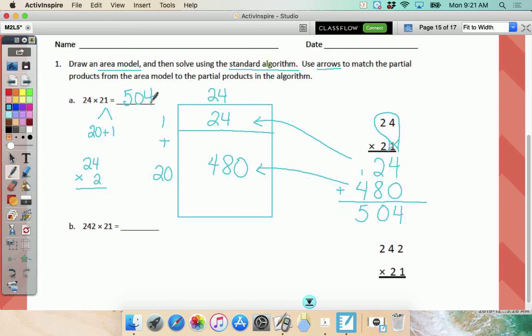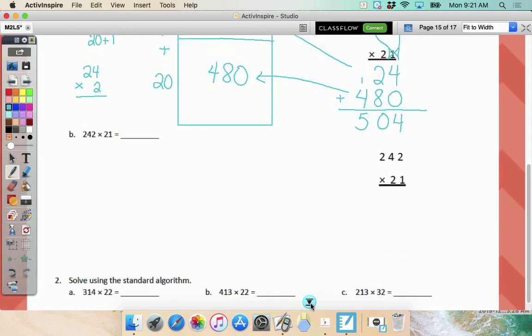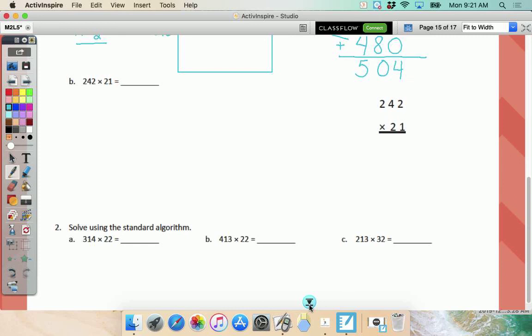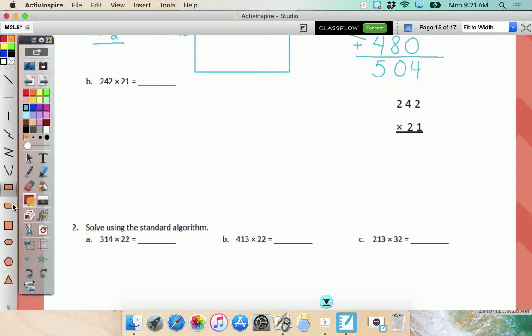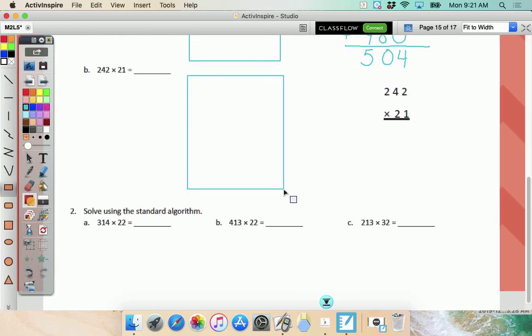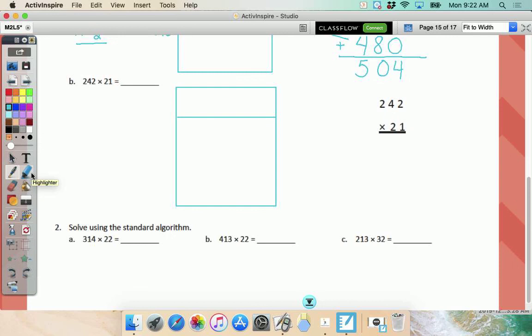Now the next one is 3 digits by 2 digits, but they don't change very much. So make your rectangle. Do you see about how big I'm making it? Kind of fills up that entire space. Which number will I decompose? 21.